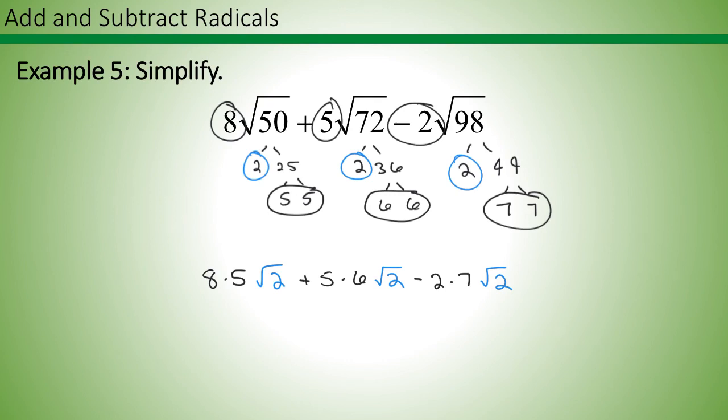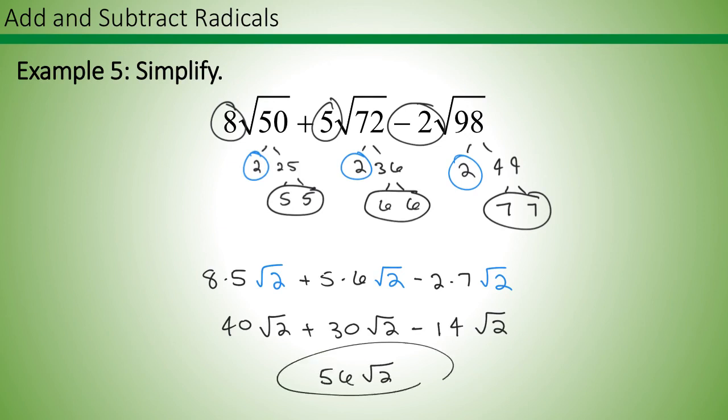Okay, so that is 40 root 2 plus 30 root 2 minus 14 root 2. So we're going to combine our coefficients. 70 minus 14, that is going to be 56 square root of 2.